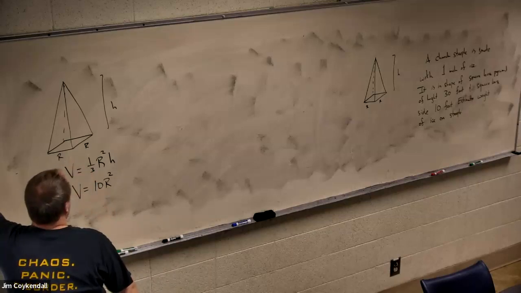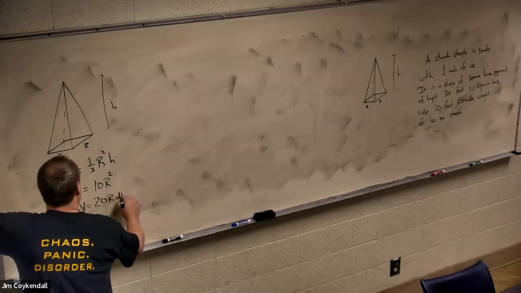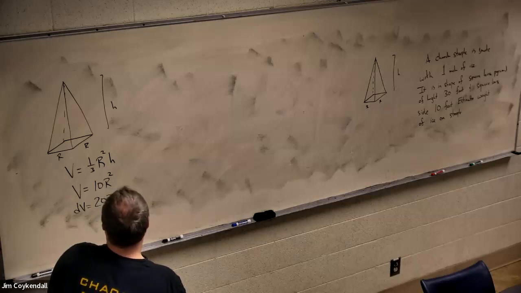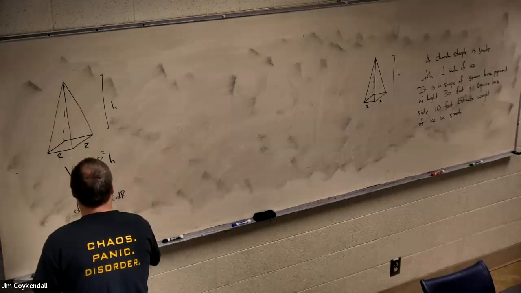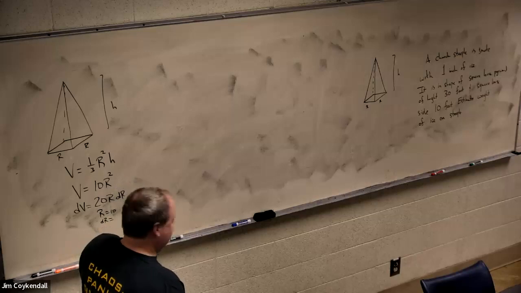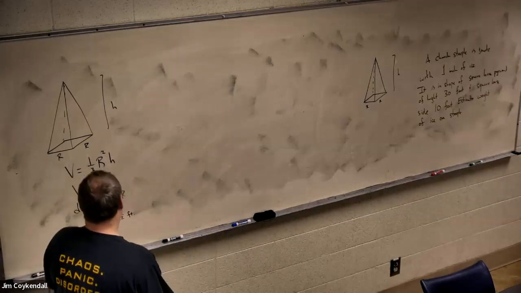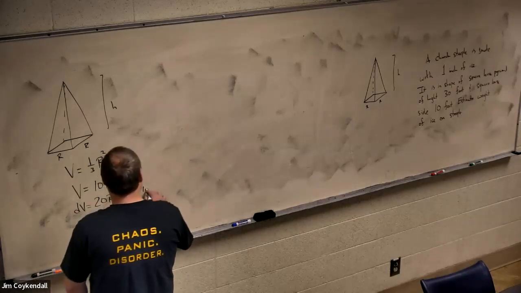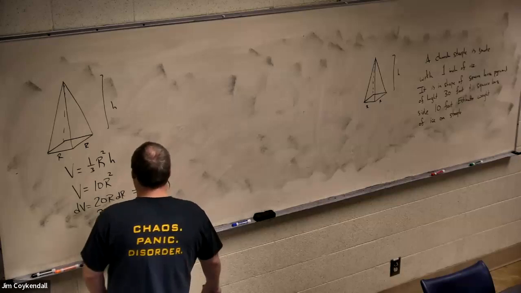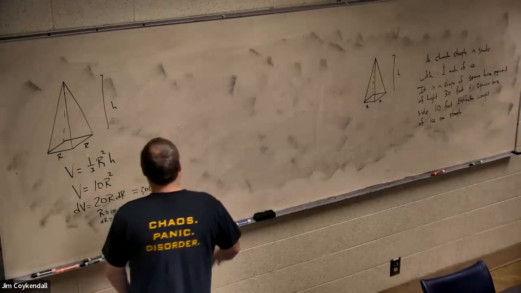So if only the r grows through this formula, then dV is 20 r dr. And here my r is 10 feet, my dr is 1 inch, which is 1/12 of a foot. So my dV here is 20 times 10 times 1/12. And this should be in cubic feet. So this is 200/12, which is about 17.